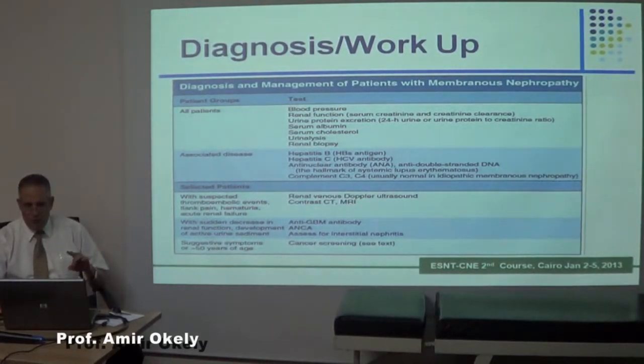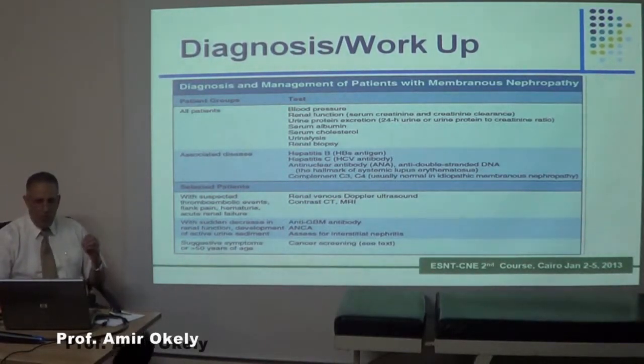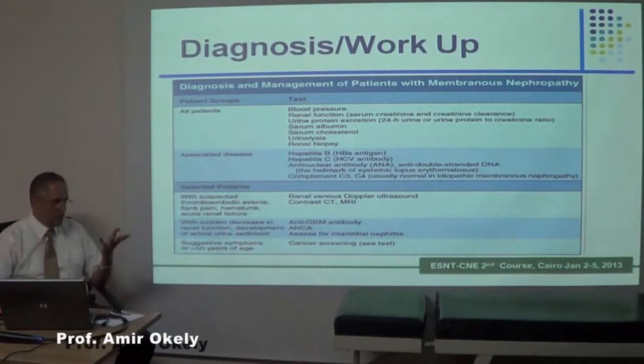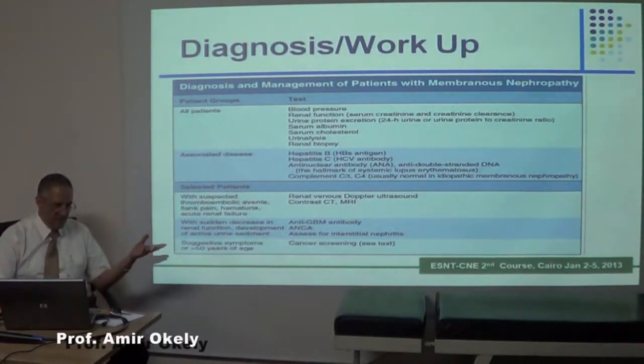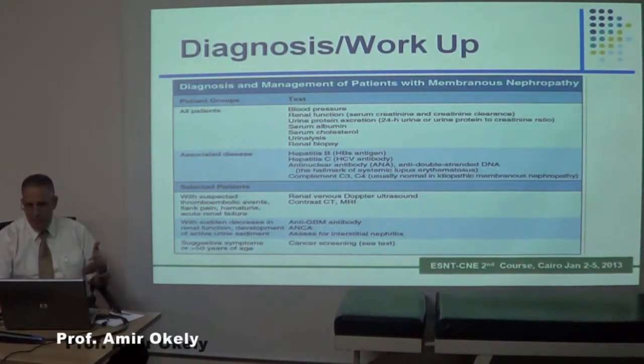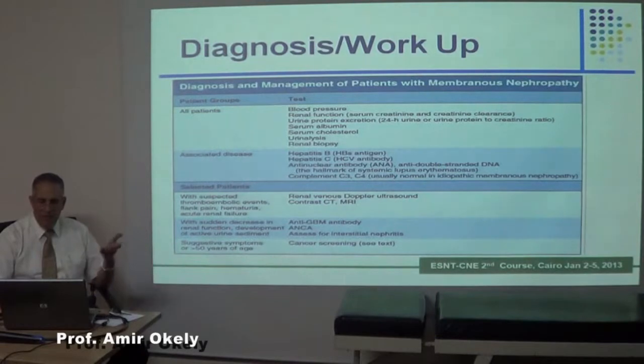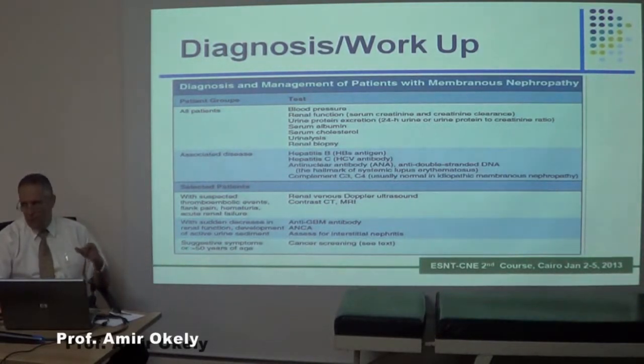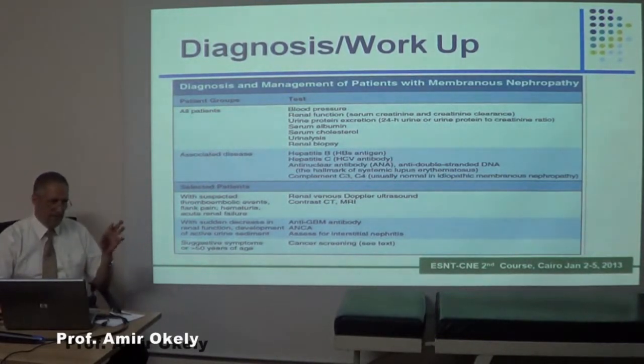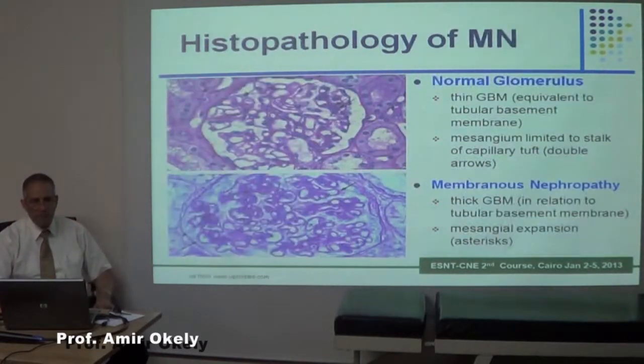If there are suggestive symptoms in a patient more than 50 years of age, we usually ask for cancer screening. And I think we usually order some simple investigations to exclude underlying malignancy. If we suspect chest malignancy, a chest X-ray is enough. If we suspect abdominal malignancy, abdominal ultrasound or CT is enough. And in older males, we may ask for PSA to exclude secondary causes of membranous nephropathy. So, simple investigations to exclude secondary causes of membranous nephropathy.